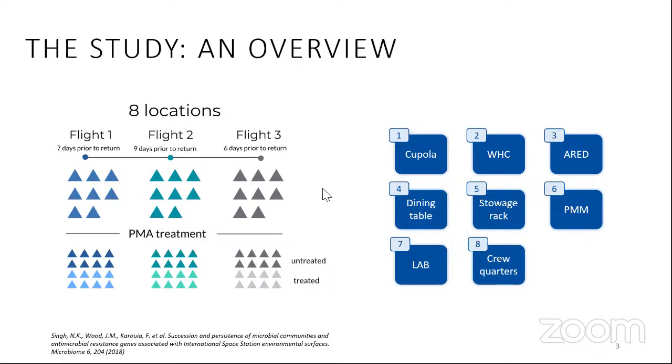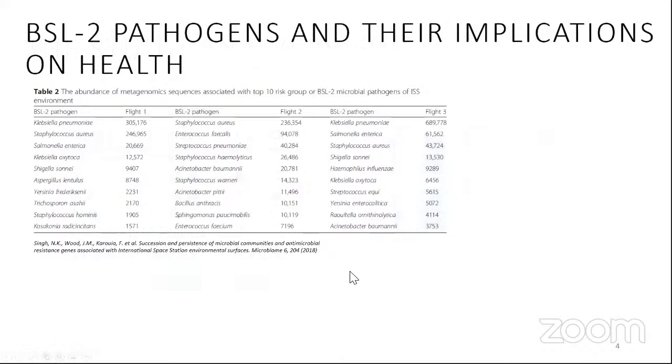So just to get back to this, what they essentially did is they sampled these 8 distinct locations across the 3 flights, and then they wanted to characterize the viable microbiome from the dead cells. So they treated it with PMA, and then they did shotgun metagenomic sequencing. Amongst these microorganisms, they found a high abundance of BSL2 pathogens.